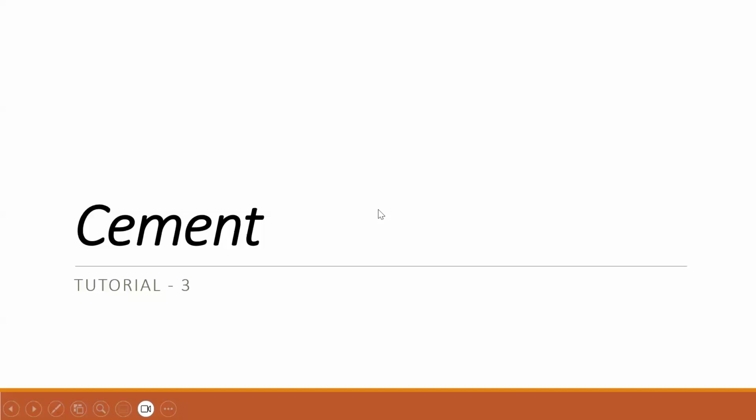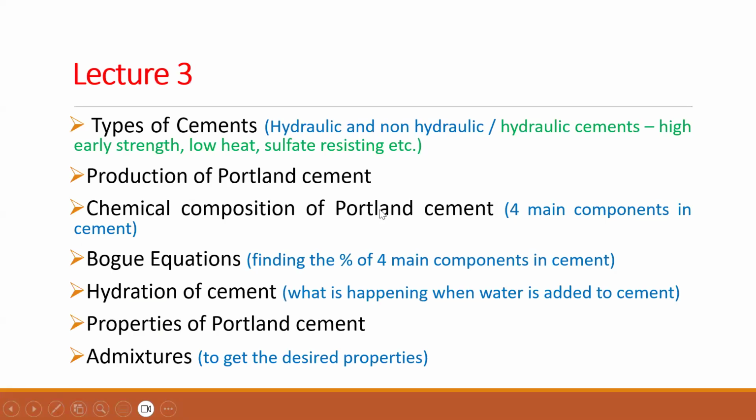Okay, so let's go through the tutorial. In the tutorial, I have the summary. We'll go through the summary quickly as well. So we discussed the types of cement. We have hydraulic and non-hydraulic cement. Hydraulic cement means it reacts with water and gets hardened. Non-hydraulic cements are the cements which do not harden by reaction with water. Instead, they react with carbon dioxide in the environment.